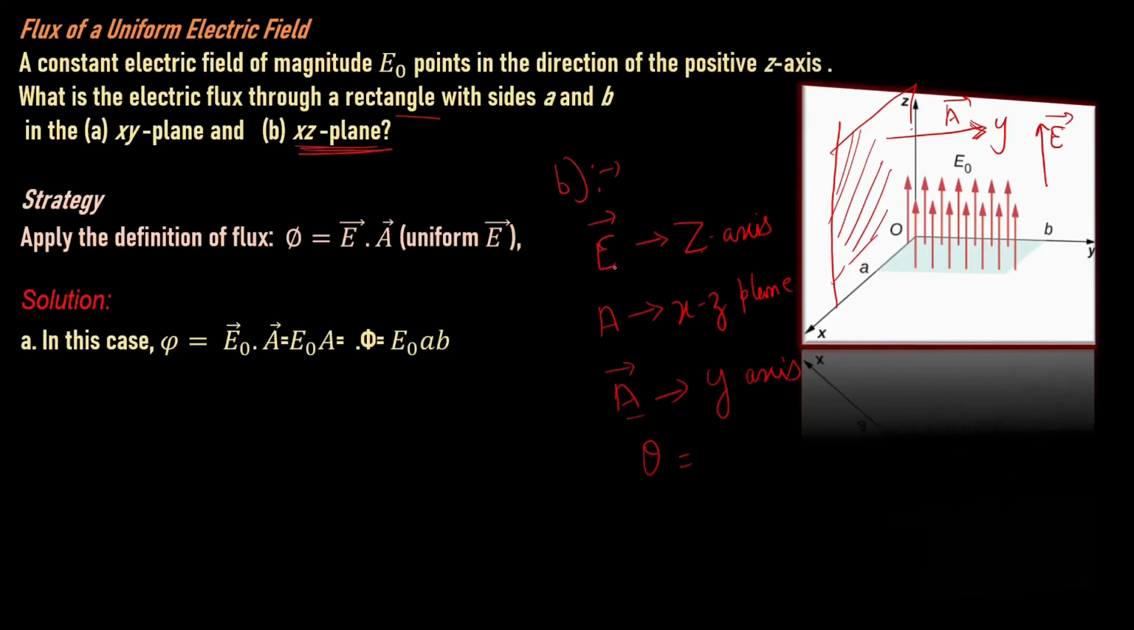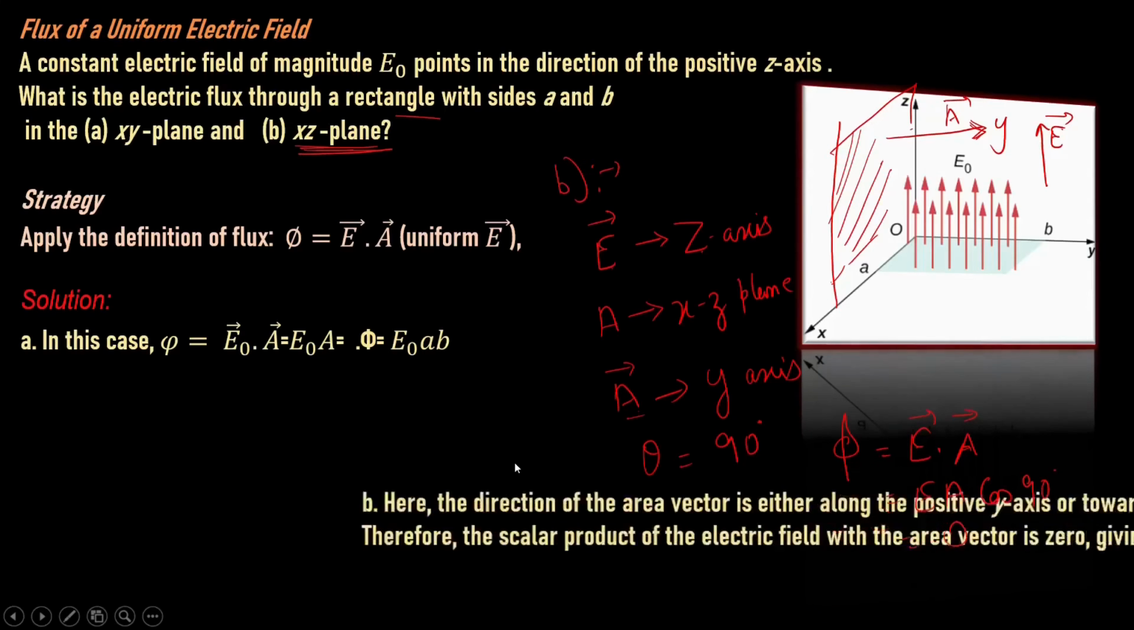First, we looked for the direction of the electric field vector. We checked the direction of the area vector. Now we go for the angle between them, and this time the angle comes out to be 90 degrees. If we put it in the flux equation, E dot area vector, and open it up, we get E A cos 90 degree, and cos 90 degree is 0. So in this situation, the flux comes out to be 0.